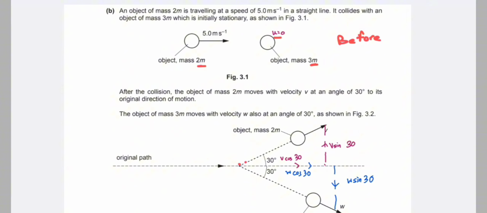After the collision, the object of mass 2m moves with a velocity v at an angle of 30 degrees to the original direction of motion. So the original path is the horizontal direction, but the 2m mass after collision, so this is before collision and this is after. So after collision, the 2m mass moves with a velocity v at an angle of 30 degrees. Since it is moving at an angle, we need to find its horizontal and vertical components of velocity. So the horizontal component is v cos 30, for a right angle triangle, the horizontal side is cos, so v cos 30, and the vertical is v sin 30.